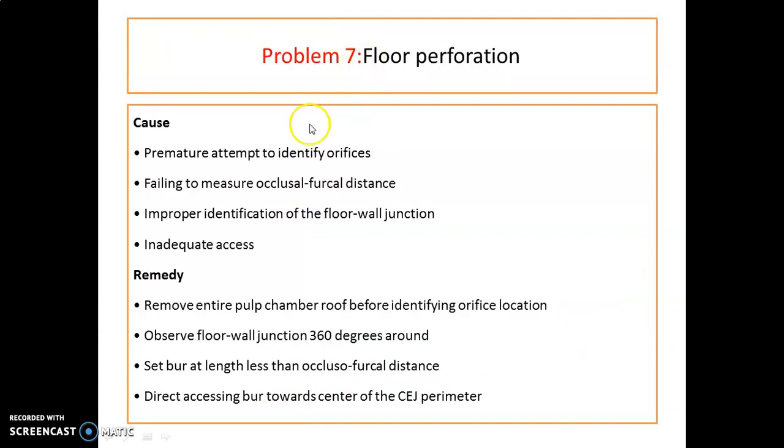Now floor perforation. Why does it occur? Premature attempt to identify orifices, failure to measure occlusal furcal distance, improper identification of the floor wall junction, and inadequate access. Remedy: remove the entire pulp chamber roof before identifying orifice location. Observe the floor wall junction throughout 360 degrees. Set the bur at a length less than the occlusal furcal distance and direct the accessing bur towards the center of the CEJ perimeter.